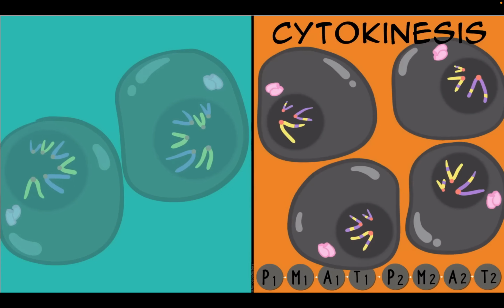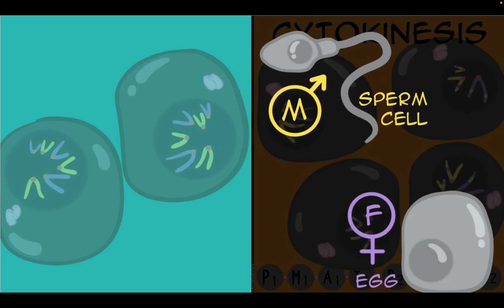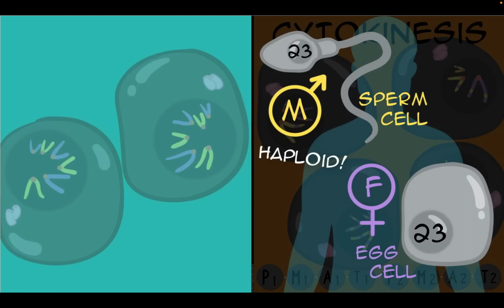We are now finished with meiosis, and we end with 4 non-identical cells, gametes. Males make sperm cells in meiosis, and females make egg cells in meiosis. These gametes are haploid, meaning they have half the number of chromosomes as the original starting cell. In the case of humans, the resulting cells would each have 23 chromosomes.